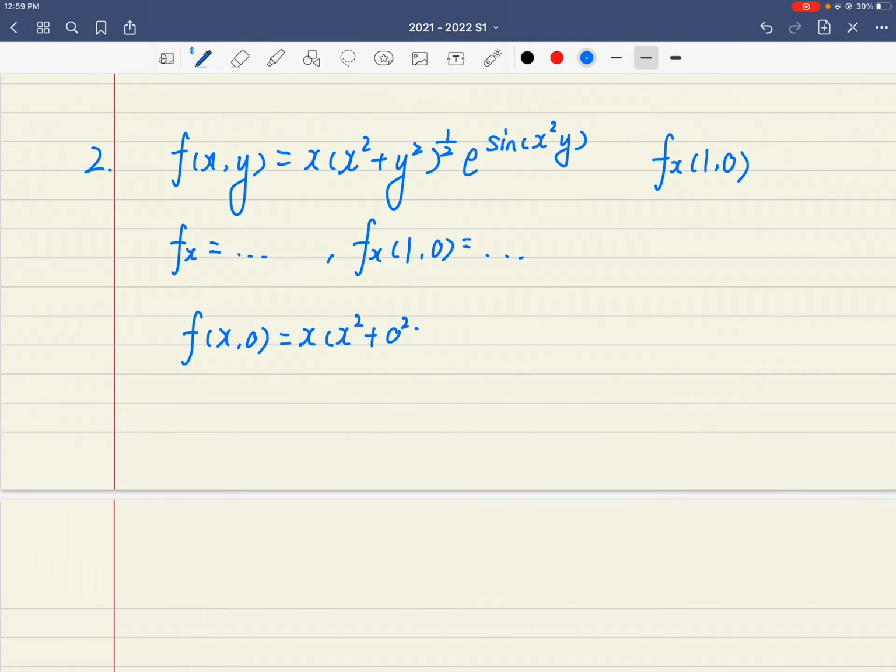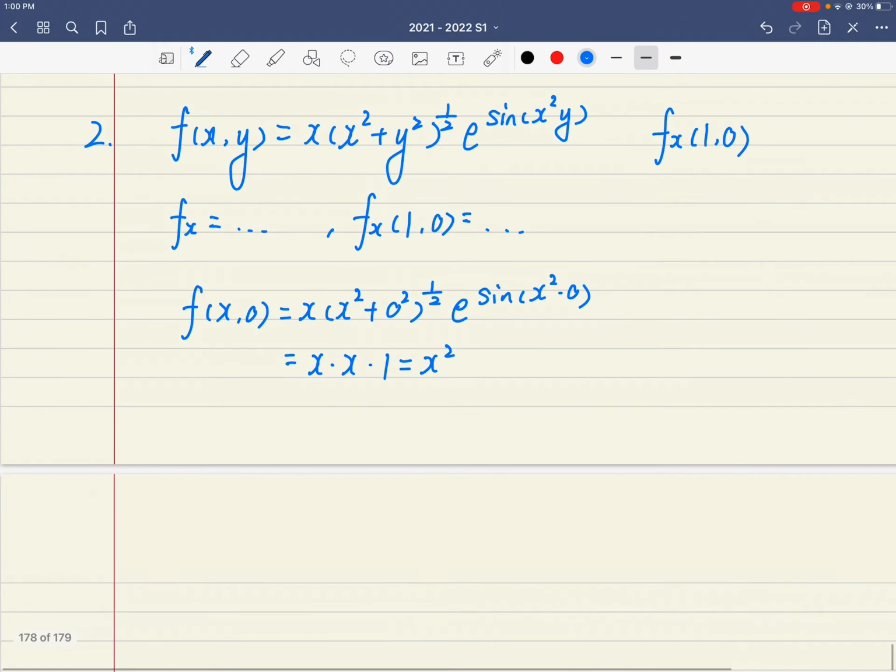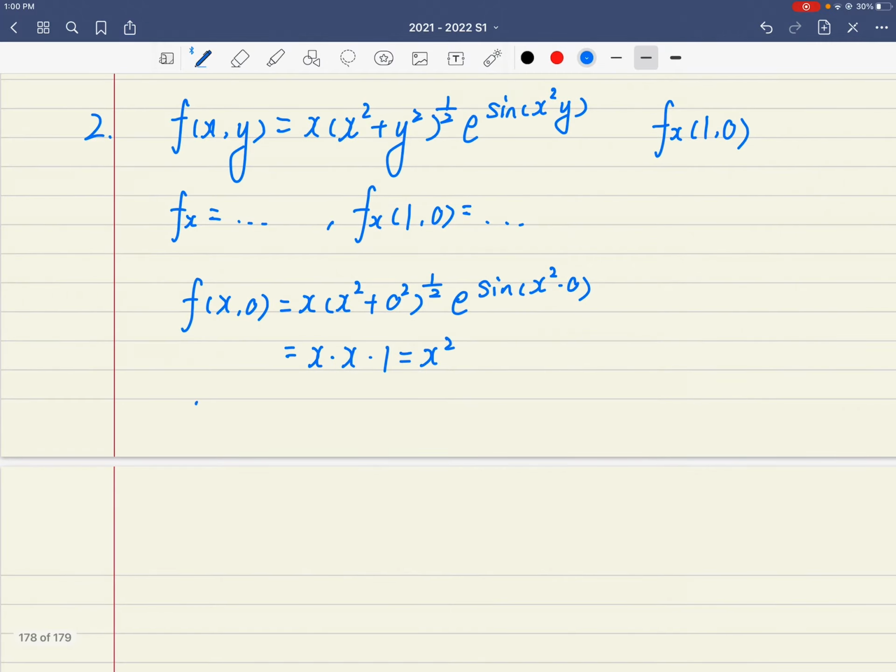Okay, so just substitute y with 0, you'll get x squared times 0. So this first part is x, this part is the square root of x squared, which is also x. This part, it's e to the power of 0, it is 1. Okay. So since your y is fixed at 0, this f_x(1,0) is exactly, if you just differentiate f(x,0), and then substitute x with 1. Okay, they have the same effect.